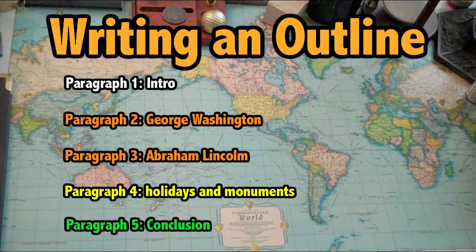Okay, so paragraph 1 is our intro. Paragraph 2 is about George Washington. Paragraph 3 is about Abraham Lincoln. Paragraph 4 is explaining why. And paragraph 5 is our conclusion.